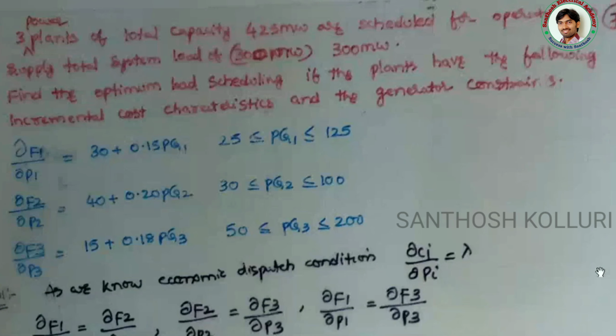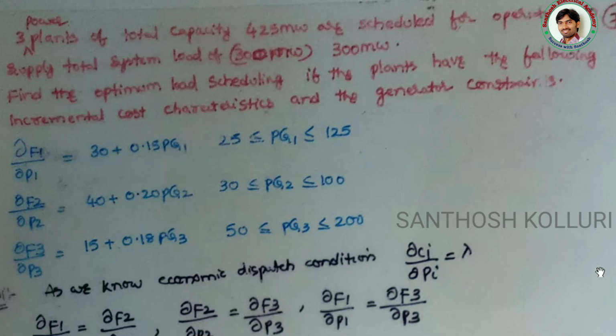So here we have considered 3 plants. The 3 power plants of total capacity of 425 megawatts are scheduled for operation to supply the total system load of 300 megawatts. Find the optimum load scheduling if the plants have the following incremental cost characteristics and the generator constraints. So for each plant, incremental fuel cost is given and the generator constraints are also given.